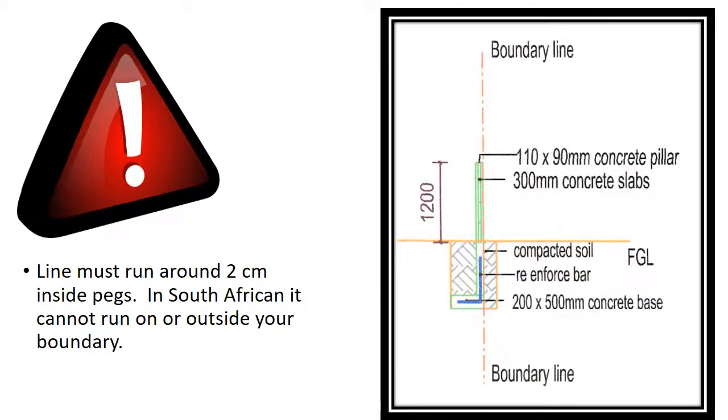As I said, for safety's sake, run the line around 2 centimeters inside the peg. Maybe you can do 1 centimeter, but it depends. It's basically dependent on your personal choice. And on the plan, the architect indicated clearly it must be inside the boundary line.